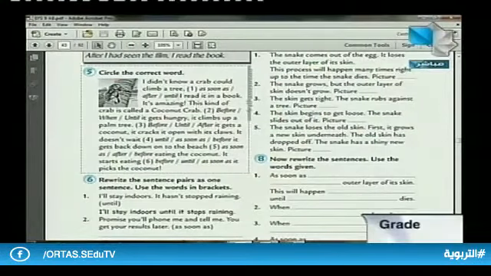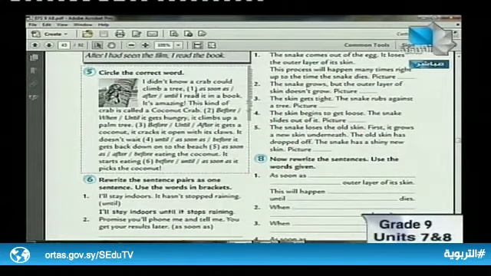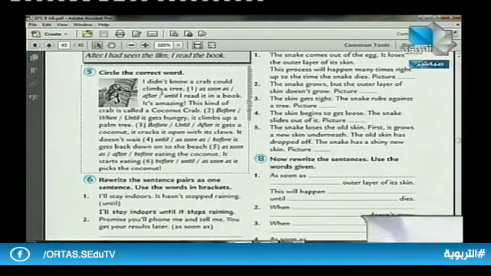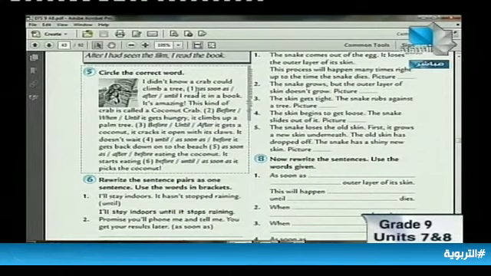Miss Fidan, you can start, or Miss Lama, it's okay. I didn't know a crab could climb a tree as soon as, or after, or until. Here we use until. I read it in a book. So in this sentence, before I read this book, I didn't know that a crab could climb a tree. I had no idea before. That's why we use here until I read it in a book.